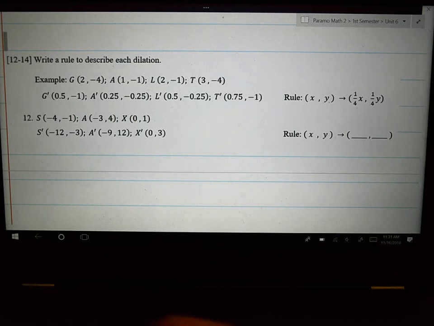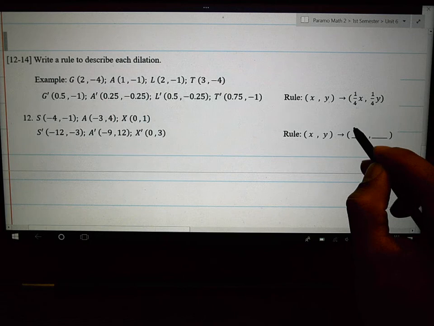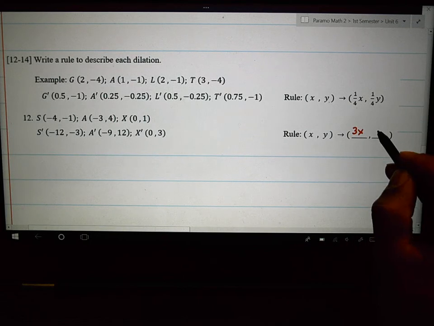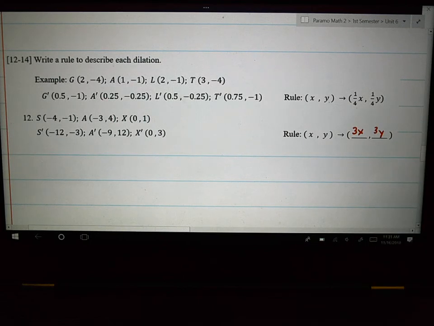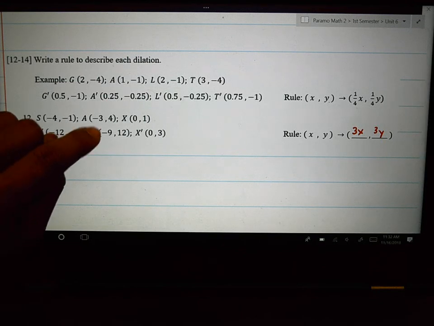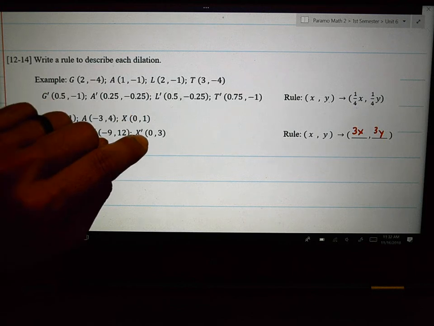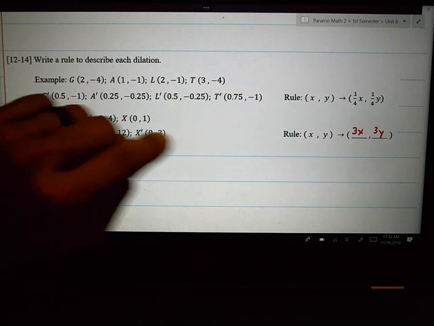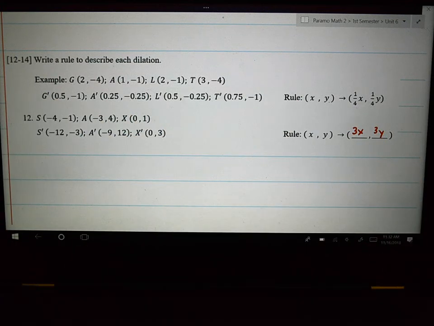They're multiplying everything by 3. They're multiplying 3 times your x and 3 times your y. It's because the scale factor is 3. Times by 3, times by 3, times by 3, you still get 0, times by 3, you multiply each one by 3, that's your rule. I'm going to stop your notes right there.